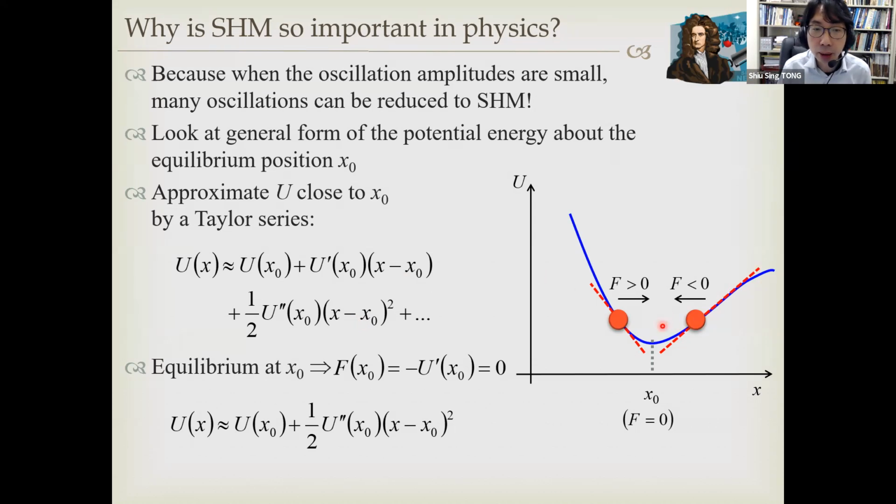Now, we notice that the second term is 0 because this is equilibrium, and the force is given by minus dU/dx. But dU/dx at the equilibrium position is of course 0. This is a minimum in the potential energy. So we don't have this term. What we have is the constant term plus the second order term that goes as (x minus x0) squared.